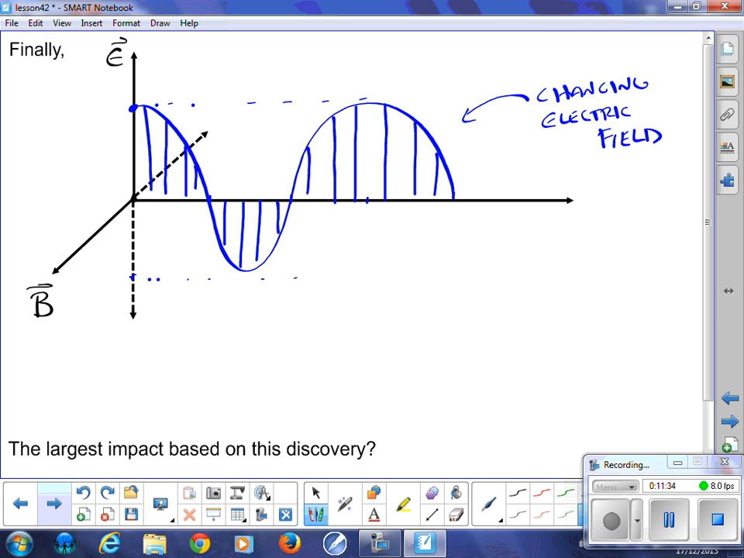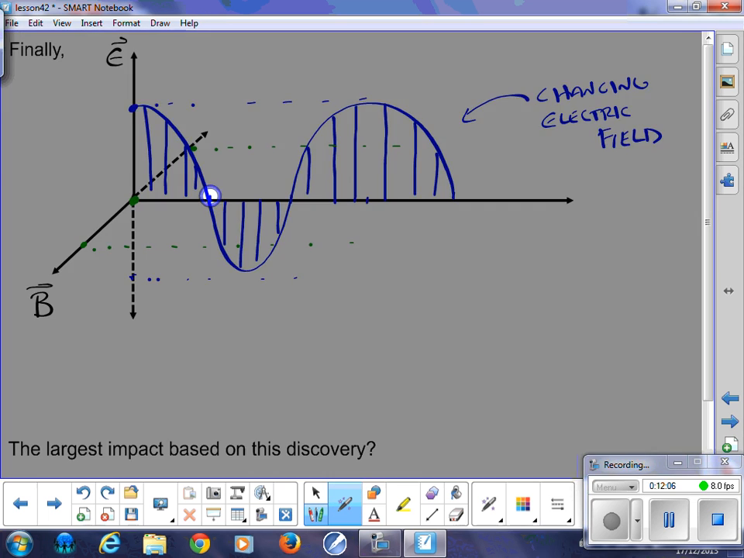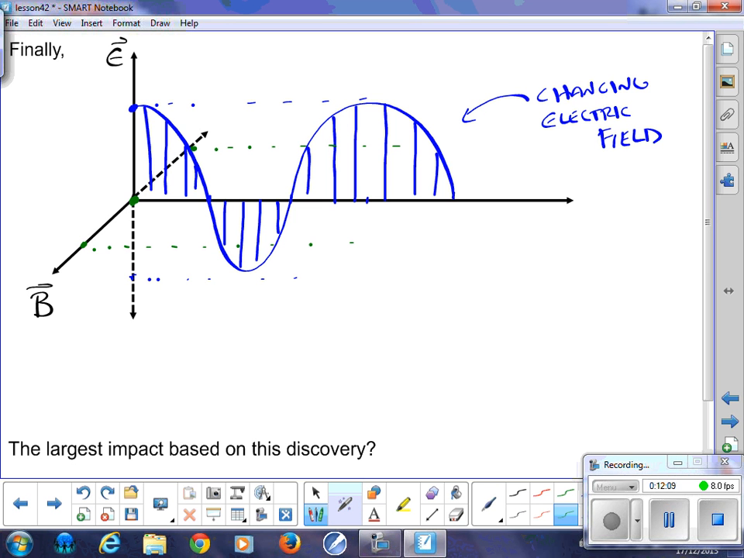So if what Maxwell said was, if I have a changing electric field, I can produce a magnetic field. So similarly, I'm going to try my best. I'm going to draw a 3D picture here. Right now my electric field strength is at a maximum, so that means that my corresponding magnetic field would be at a minimum. When my electric field strength reaches a minimum, my magnetic field strength should be at a max, and vice versa.